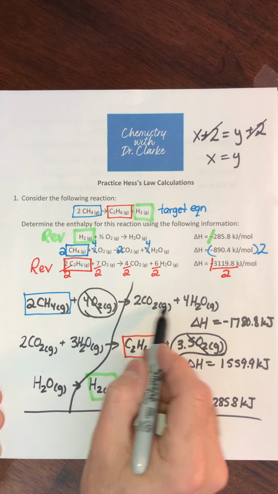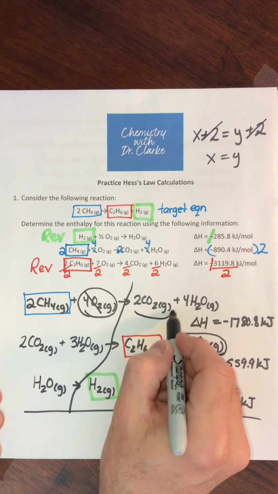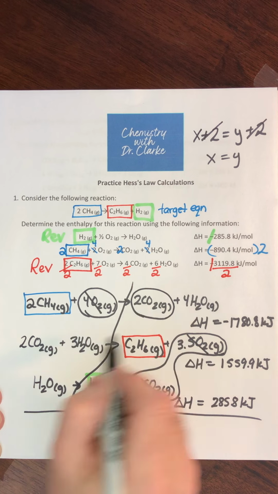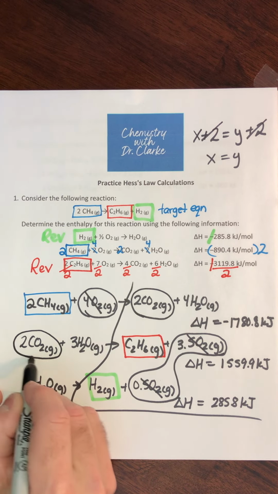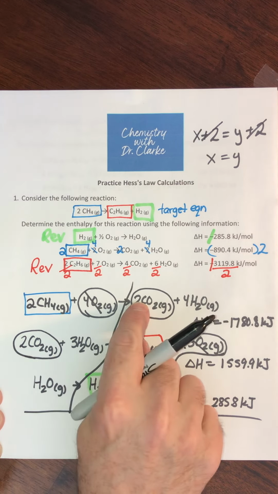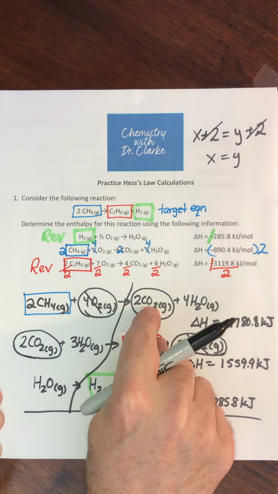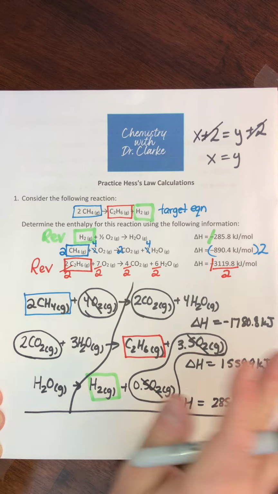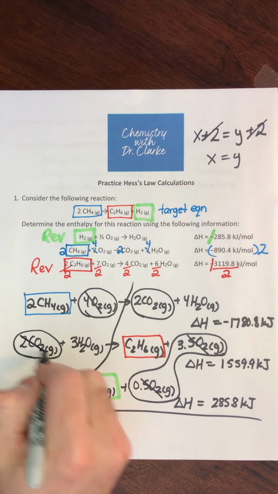If we talk about carbon dioxide, I've got 2 carbon dioxide gases as products. I've got 2 carbon dioxide gases as reactants. They're exactly the same. There's 2 of them. They're both gases. They're both CO2s. They're identical and they're on opposite sides. So they cancel.